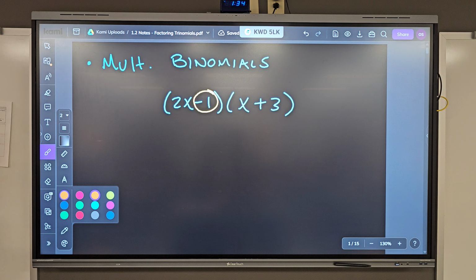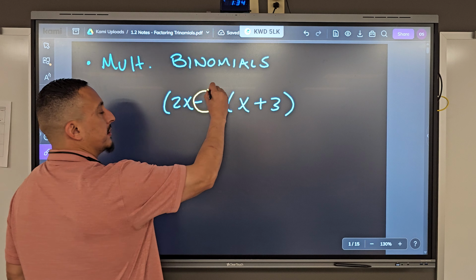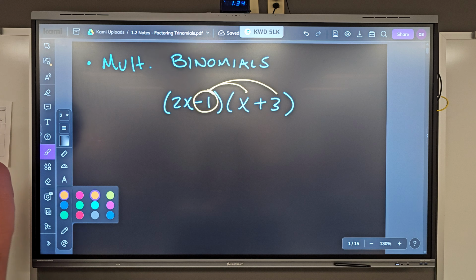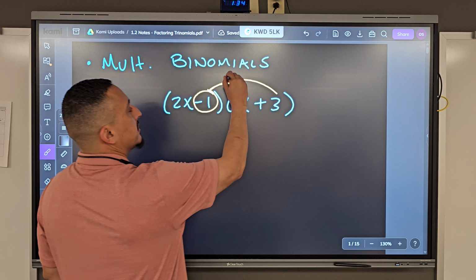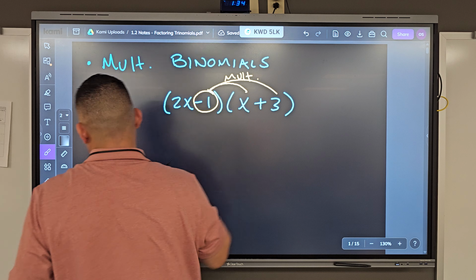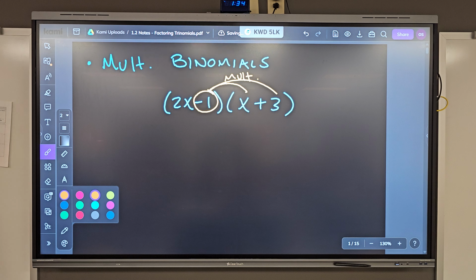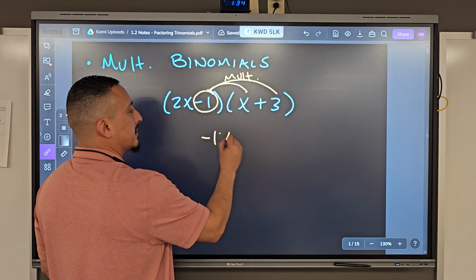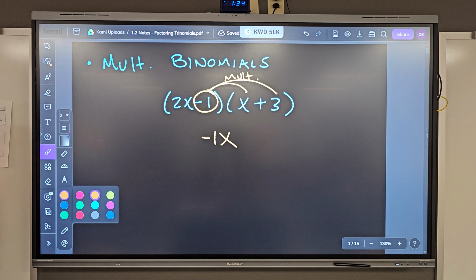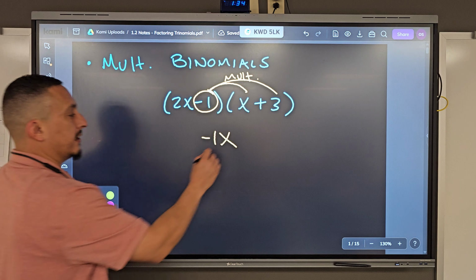I tell students always the sign to the left comes included with that number. Okay? And then what we do is we distribute to both of those. Okay? Distribute, or those arrows mean you multiply. That's what distribution means. Okay, so I'm going to multiply both of those numbers. So I do negative 1 times x is negative 1x. Negative 1 times 3 is negative 3.